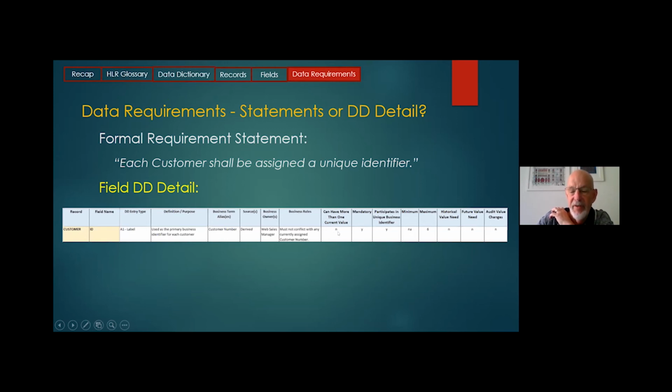Can it have more than one value? No. Is it mandatory? Yes. Does it participate in the unique identifier? Yes. That's the same thing we said in text here. Minimum value really doesn't matter. The subject matter expert said we need identifiers that'll deal with at least 1 million, up to 1 million customers. So that's 6 positions. We don't need history. We don't need future values. We're not going to audit this. So here is the data dictionary representation of the detail in this requirement.